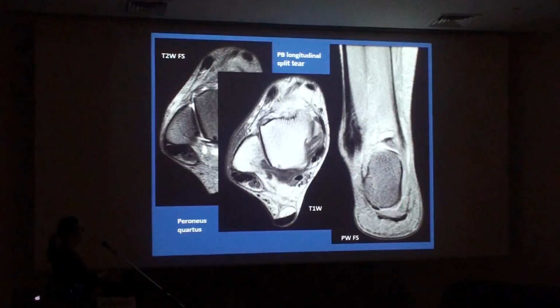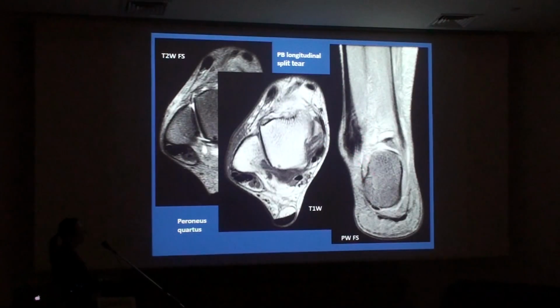This is the same patient, MR images. You can see over here the split brevis and the longus, and also Peroneus Quartus. And this is superior peroneal retinaculum. And you can see over here the three tendons instead of two, and this is the quartus extending to the retrotorcal eminence.